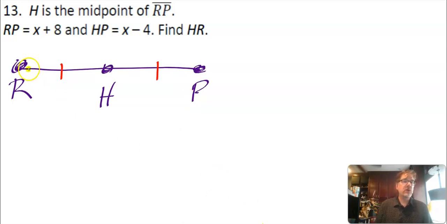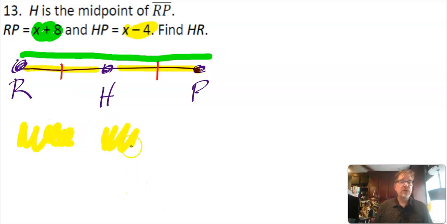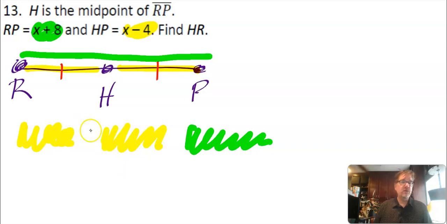So I can make two equations. Yellow, yellow. Yellow equals yellow. Put them together, it equals green. So let's find out what colors they gave me. R to P, that's green. They gave me green. And then they gave me H to P. H to P is yellow. So since they gave me green, I have to have the equation that has green in it. Yellow plus yellow equals green.